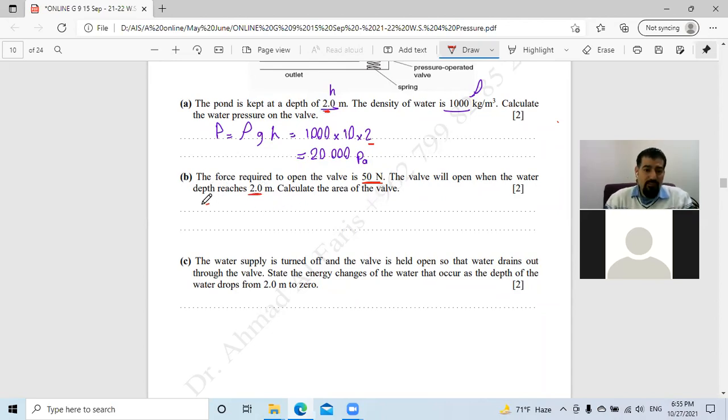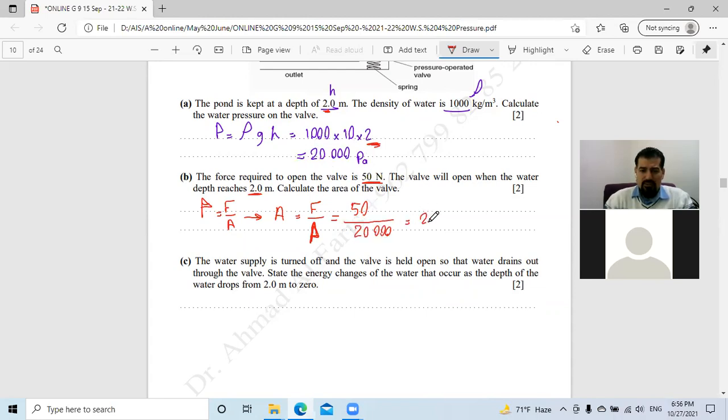Now we know that pressure equals force over area. That leads us to the area equals force over pressure. We did the cross multiplication here. So pressure times area equals force. We need the area equals force divided by what, pressure. So the force, which is 50, divided by the pressure, which is the answer that we just found at the depth of 2 meters, exactly 20,000.